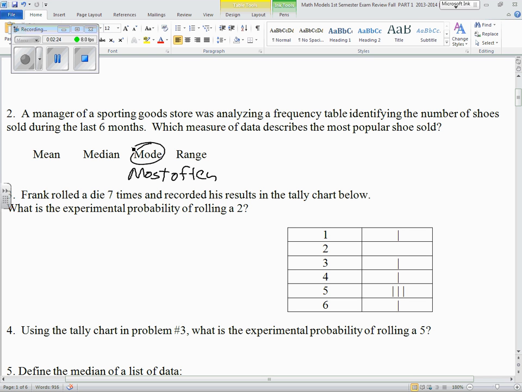Number 3, Frank rolled a die 7 times and recorded his results in the tally chart below. What is the experimental probability of rolling a 2? So experimental probability is equal to the ratio of the number of times it actually occurred. So how many times did we roll a 2? Correct. 0 out of how many? Doesn't really matter, but looks like 7. So your probability of rolling a 2 based on the experiment is 0.